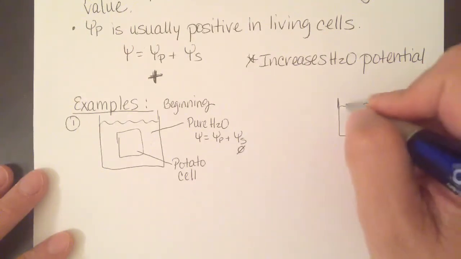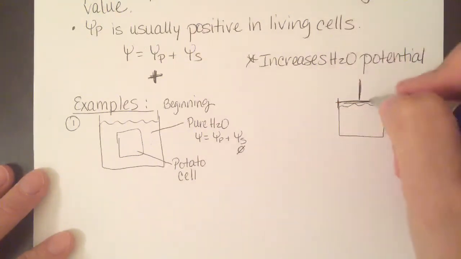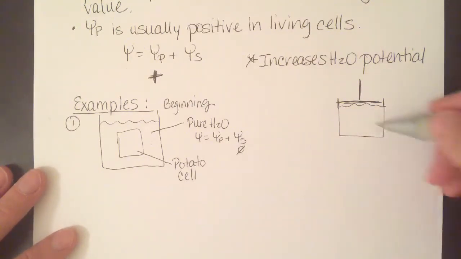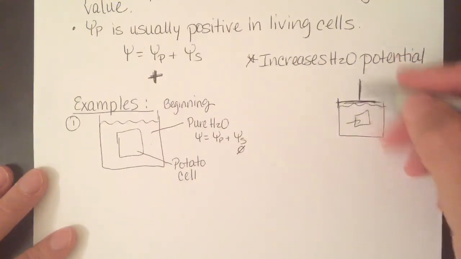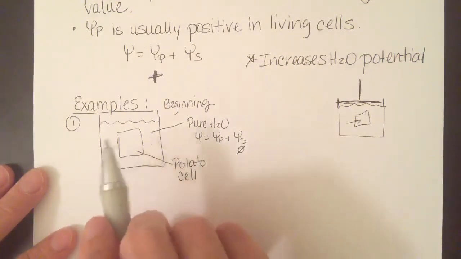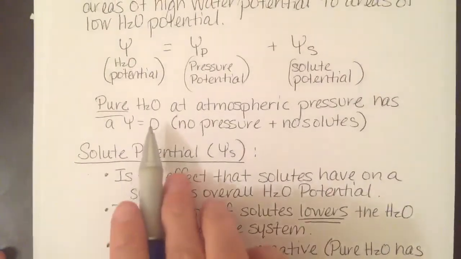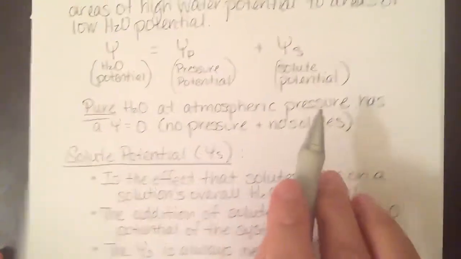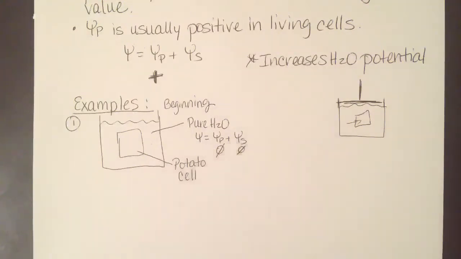Imagine if you put a plunger in here and pushed down on that plunger, then it's going to put pressure in this water and increase the likelihood that water will go into the cell. That's additional pressure. This is just open to the atmosphere, so the pressure is 0. Remember back when we wrote over here that pure water at atmospheric pressure has a water potential of 0, no pressure and no solute. So whenever it says it's open to the atmosphere, the pressure is 0.